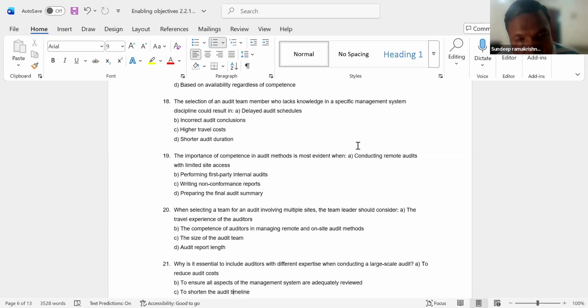Is most evident when. Sir, in the answer it is written that A is the answer, but according to me it should also be C. Yeah, some of the answers are not fully correct. Okay. Yes, sir.